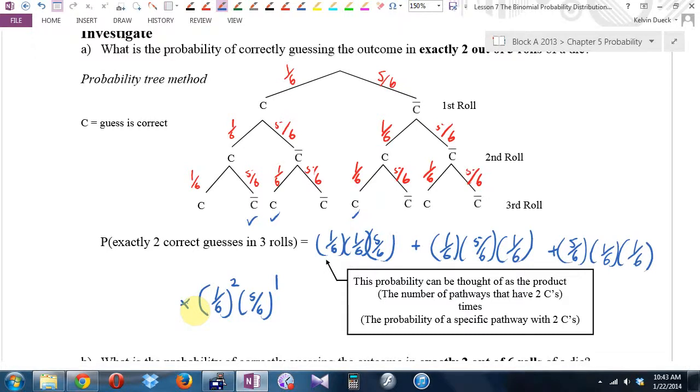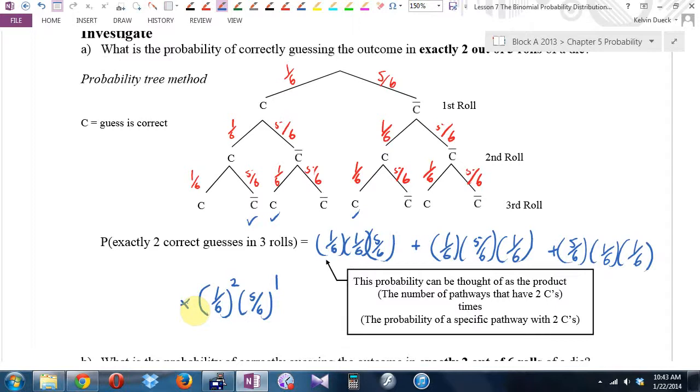I wonder if there is some way that I could generate that number three without actually drawing the tree. Because then all I need to do is visualize how many correct, how many wrong. That I can do in my head. All I need to do is get how many terms there are.